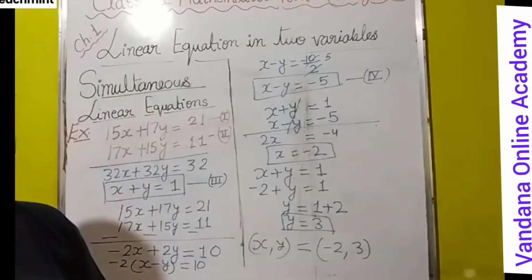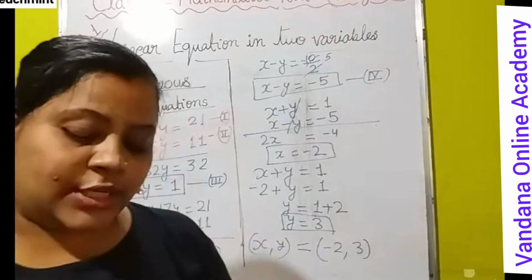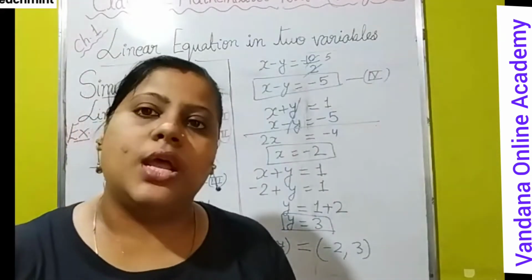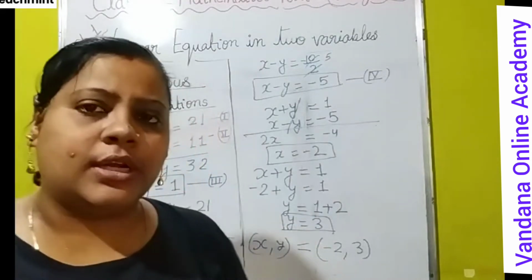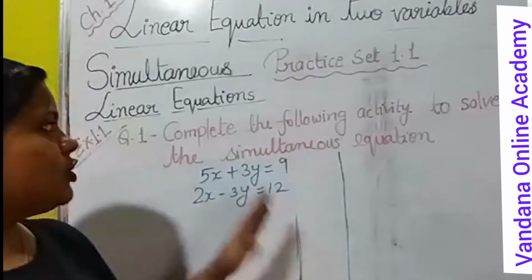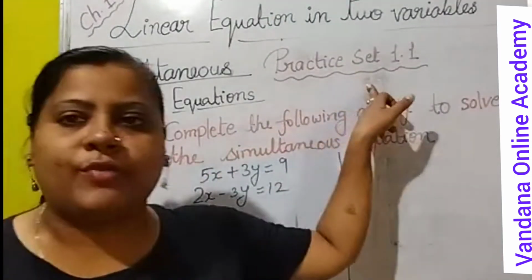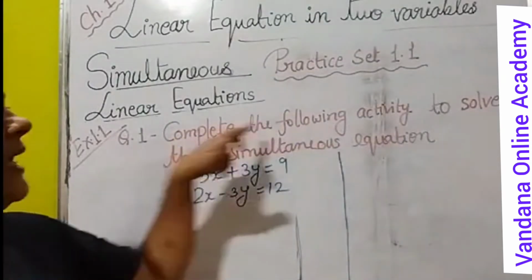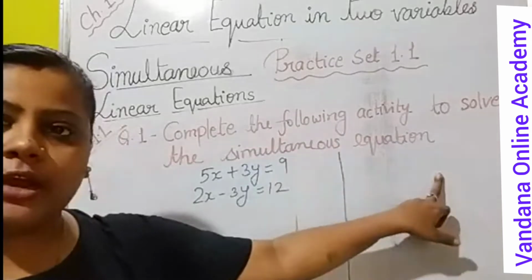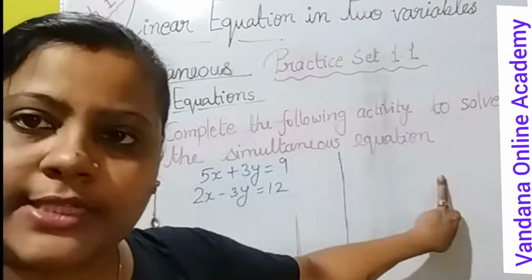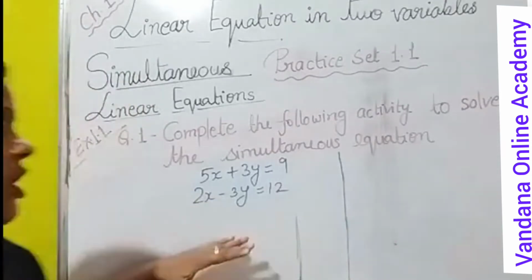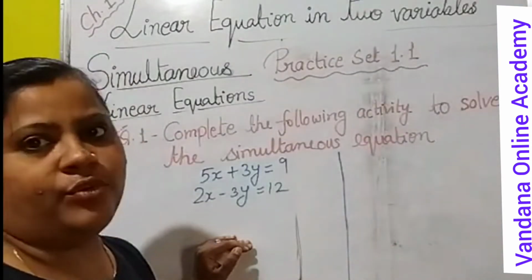So this is the solution of this simultaneous linear equation. Okay. Now the next topic is, what are the two other methods we have to study, that is graphical method and Cramer's rule. That we will study after completing exercise 1.1 from the textbook. So here you can see practice set 1.1. The first question is complete the following activity to solve the simultaneous equation. So here basically you have to understand what are the steps to solve any kind of simultaneous linear equation. So according to the given activity we have to solve this.